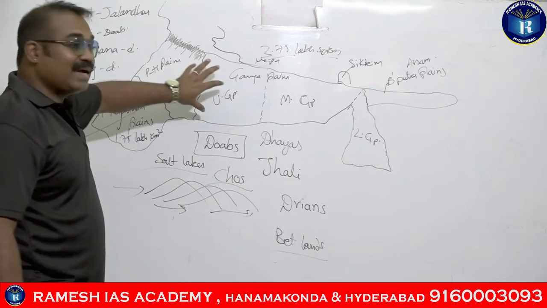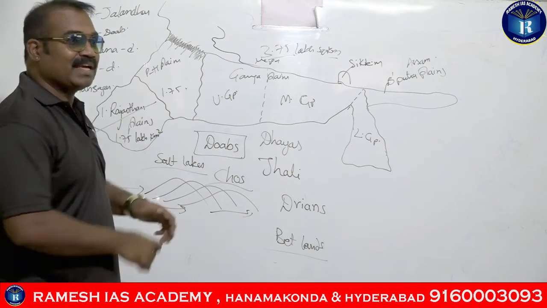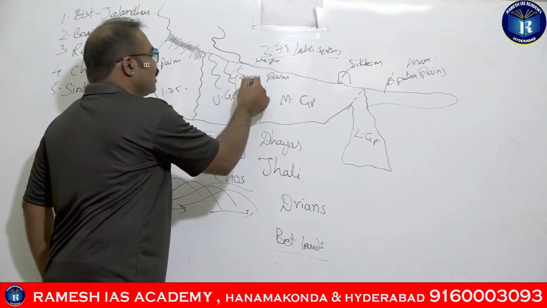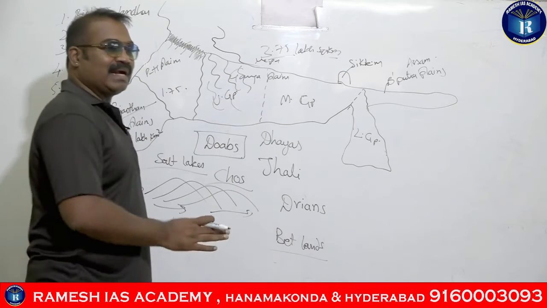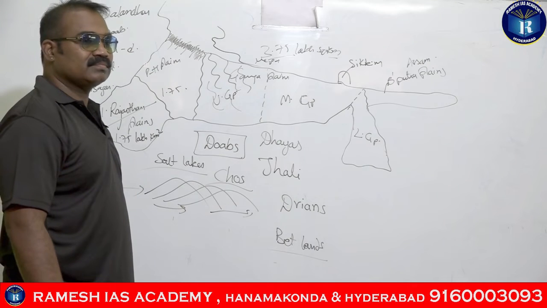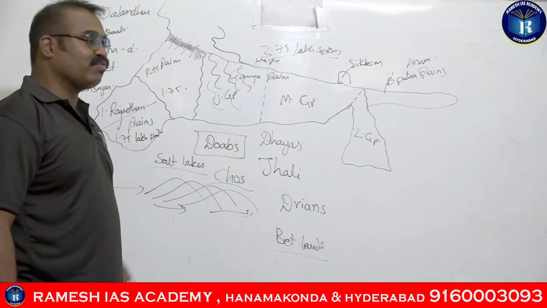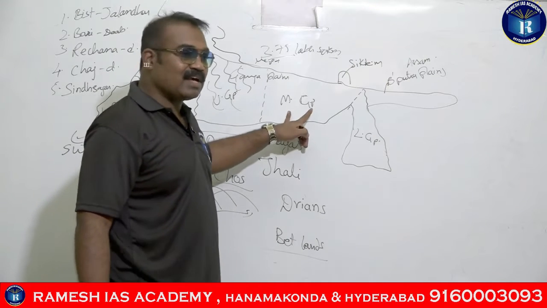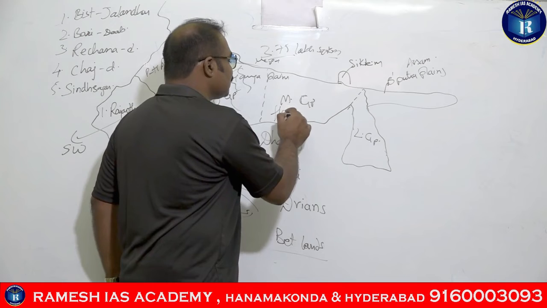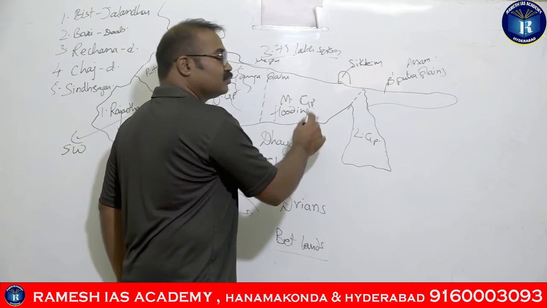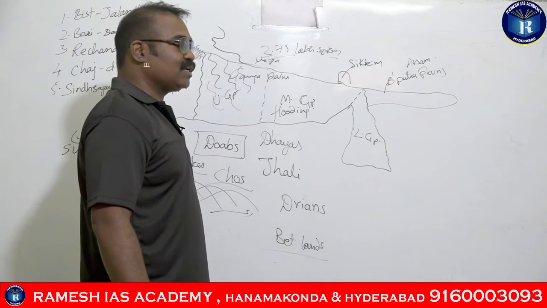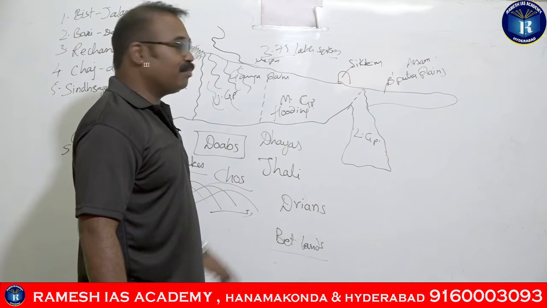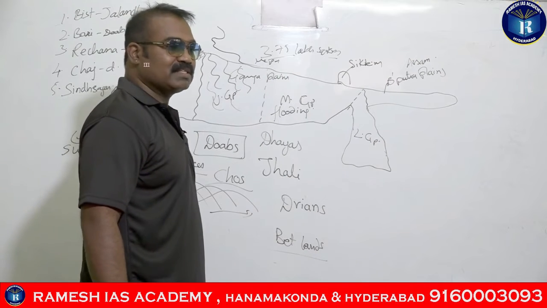The Upper Ganga Plains are known for meandering rivers. Most of the rivers flowing here are meandering. The Middle Ganga Plains are known for flooding rivers, and we know that the Kosi, the Sorrow of Bihar, flows in the Middle Ganga Plains.